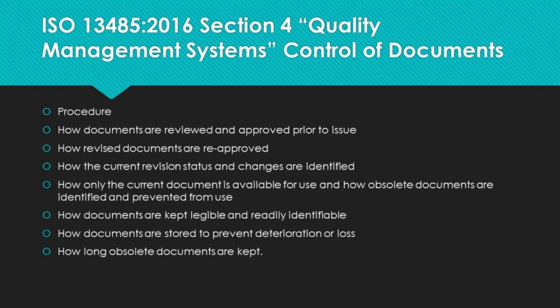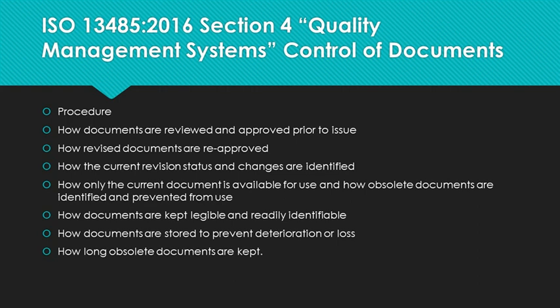The next requirement of Section 4 of ISO 13485 is control of documents. A procedure is required, and it must define how documents are controlled. The procedure must address how documents are reviewed and approved prior to issue. It must address how to revise documents and reapprove them so the reviewer understands the pertinent background. The procedure must address current revision status and changes and how changes are identified. It must identify how only the current document is available for use and how obsolete documents are identified and prevented from use. The procedure must identify how documents are kept legible and readily identifiable.